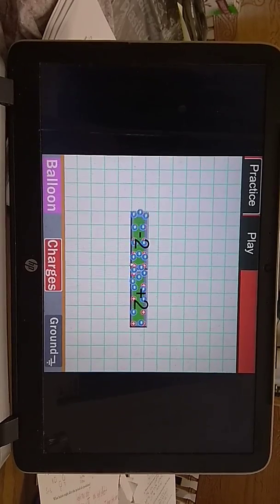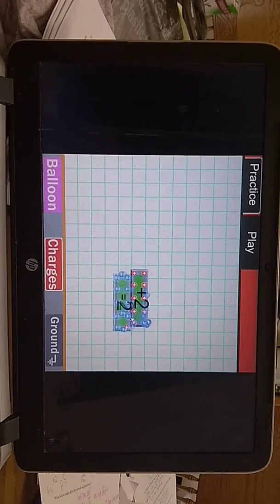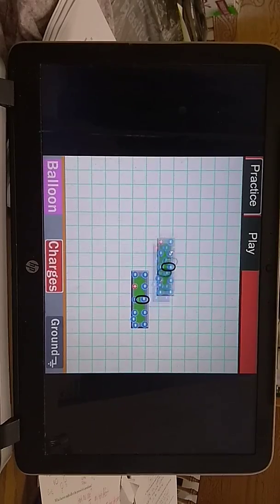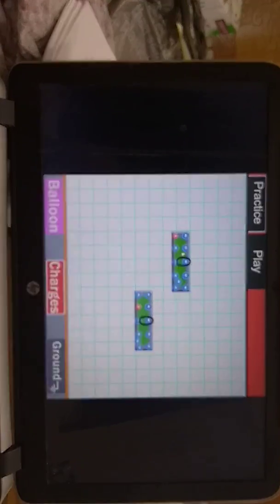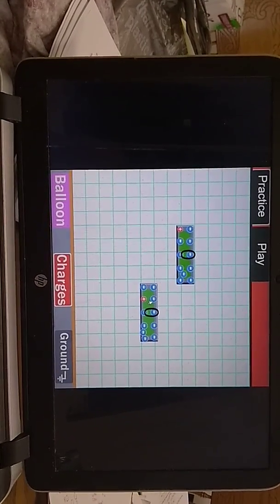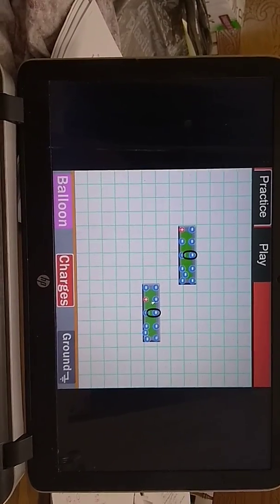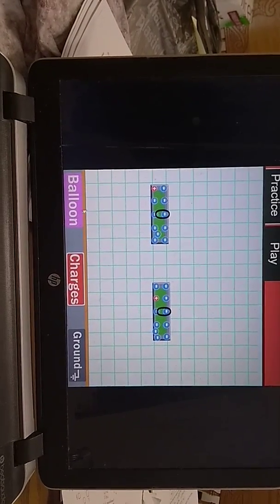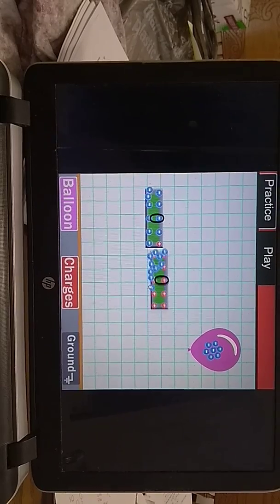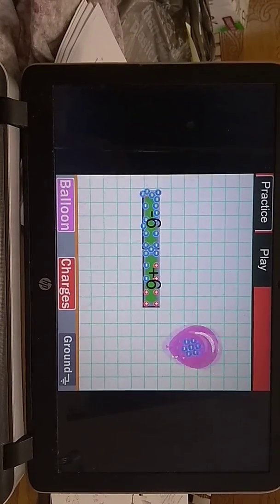There we go. And for some reason, it doesn't quite always perfectly work out. But what should happen is they should equal out in terms of their charge. Okay? Now, I'm going to do this one more time. Get my balloon. Touch the objects together.